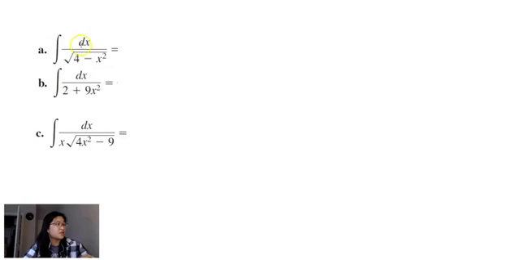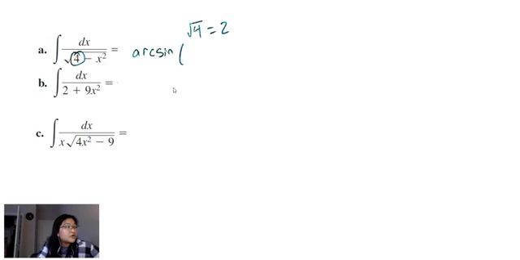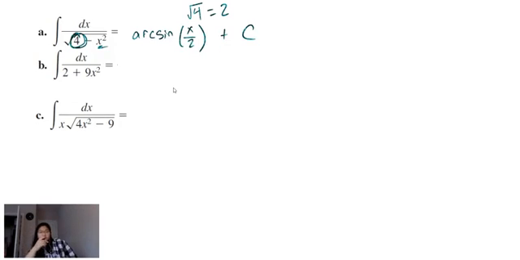What would the answer for A be? So we have A, where we have 4, and so the square root of 4 is 2, and that's what we're going to use. So we have arcsine of our variable x over 2, which is the square root of what we have over there, and then plus c. It's not too terrible.